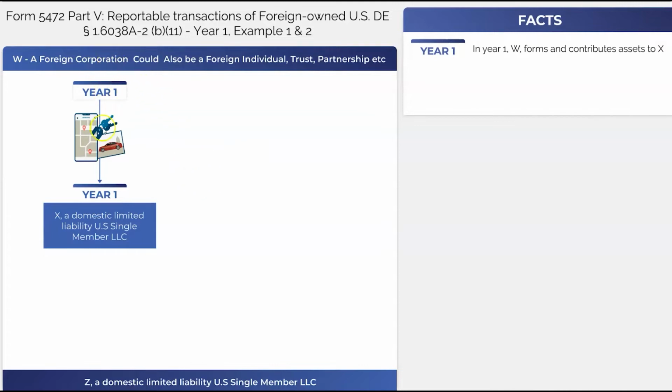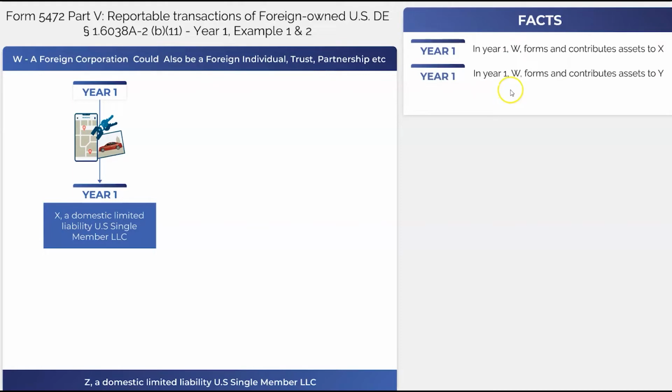So you have W in year 1 forming and contributing assets to X, which is a domestic limited liability company. So this is a single member LLC. So you have W here, which is a parent, and it formed X. And when it formed X, it contributed this car and this phone to this LLC.